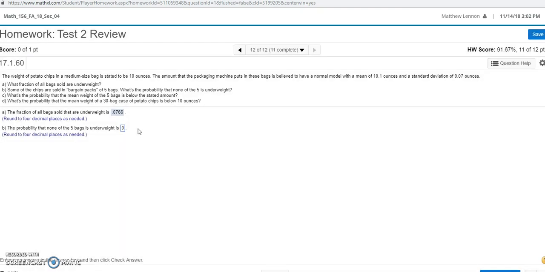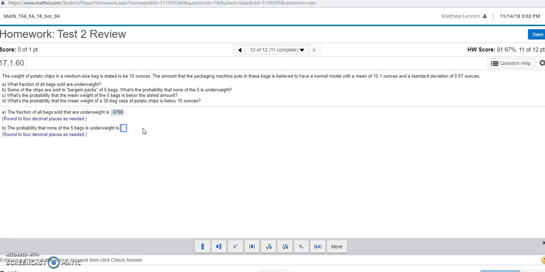No, hold on. Oh, I know what I did again. I read it the wrong way. It's the complement. Since none of the bags is underweight, it's all of the bags making weight. So the complementary probability to the one above would be 1 minus 0.0766, which is 0.9234. So we need to do 0.9234 to the 5th power. And that comes out to 0.6714.